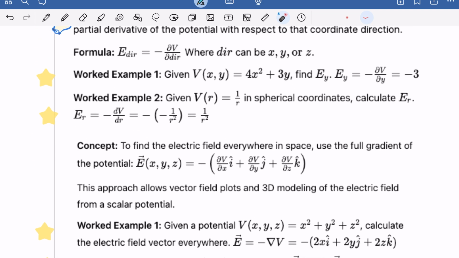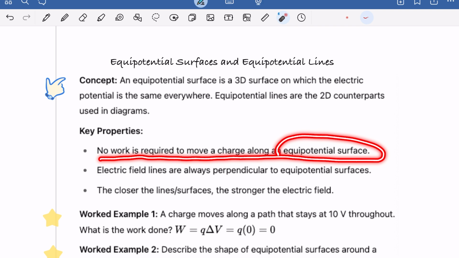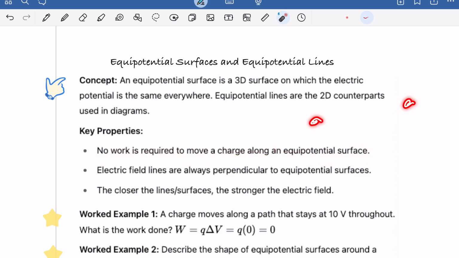I think that is the end of this chapter, but we talked about equipotential surfaces and equipotential lines, and I just wanted to summarize. An equipotential surface is a 3D surface on which the electric potential is the same everywhere. Now, in diagrams, you only show 2D, but it's actually 3D. Key properties: no work is required to move a charge along an equipotential. Why? Because by the definition of potential, if the potential at two points is the same, what's the work required to move any charge between them? 0.